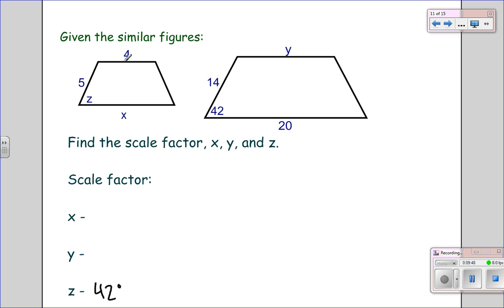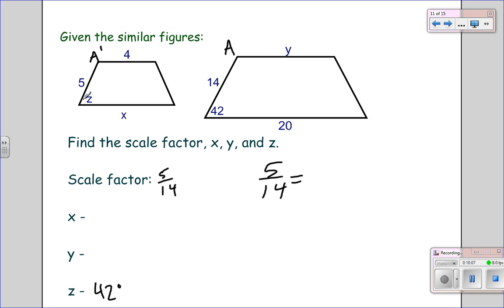Now, we want to find two sides that have numbers that correspond. So 5 and 14 fit that criteria. So let's say, once again, this is A prime, this is A. So that gives you the scale factor is 5 over 14. New over old. So 5 over 14 equals, let's go with x first.